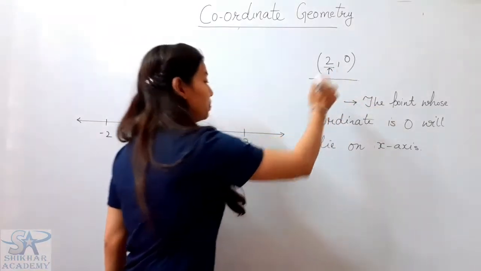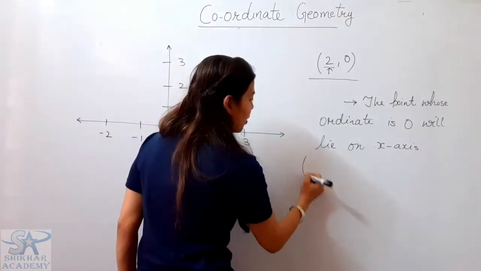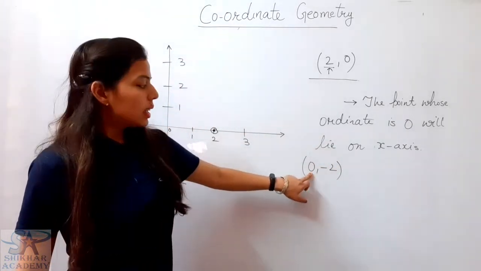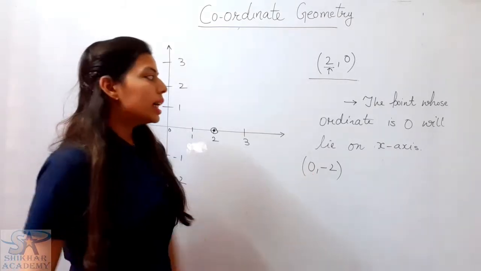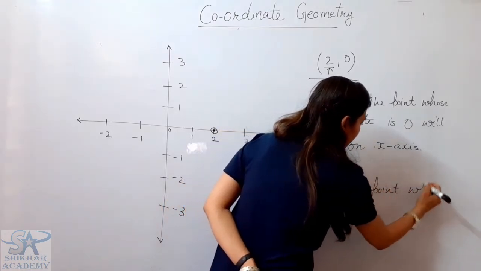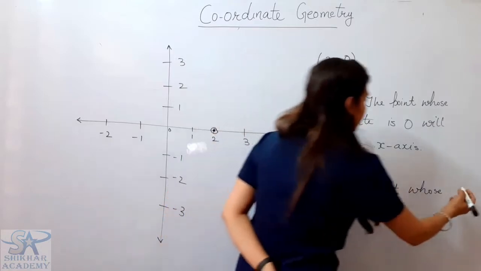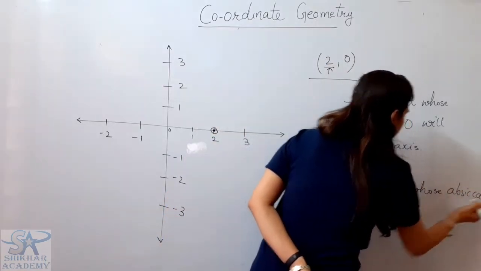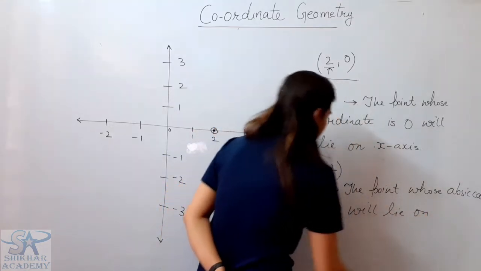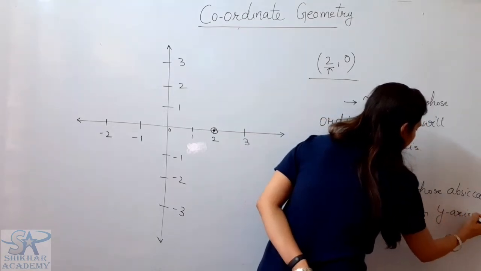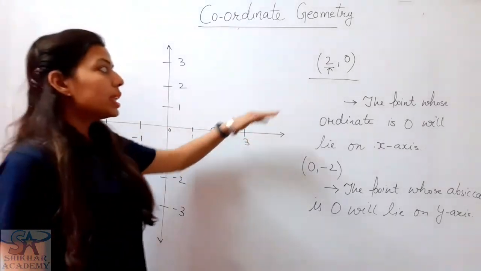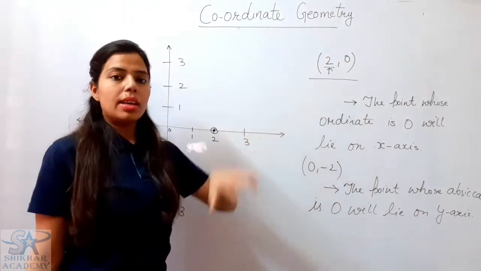See this one. Similarly, if we have a point 0 comma minus 2, here you can see the x-axis point, that is abscissa is 0, so this point will lie on y-axis. The point whose abscissa is 0 will lie on y-axis, right?